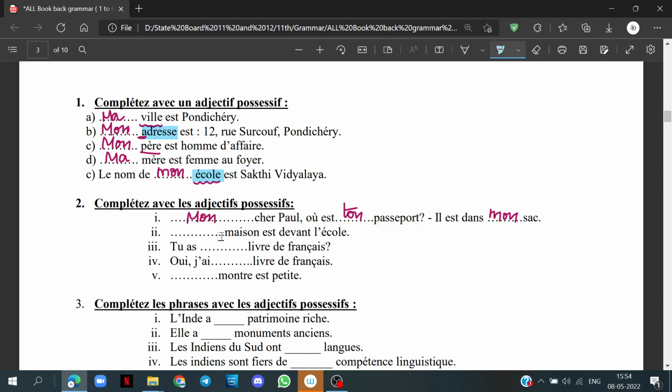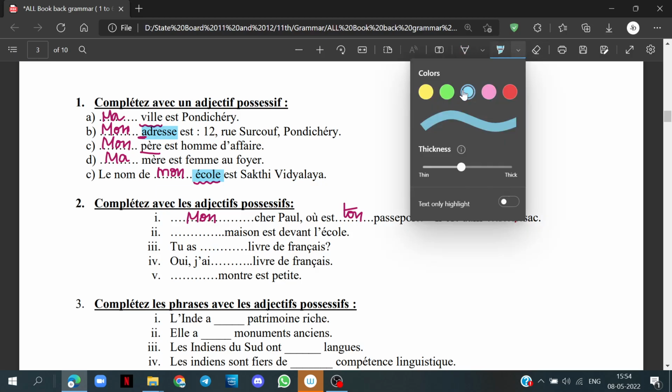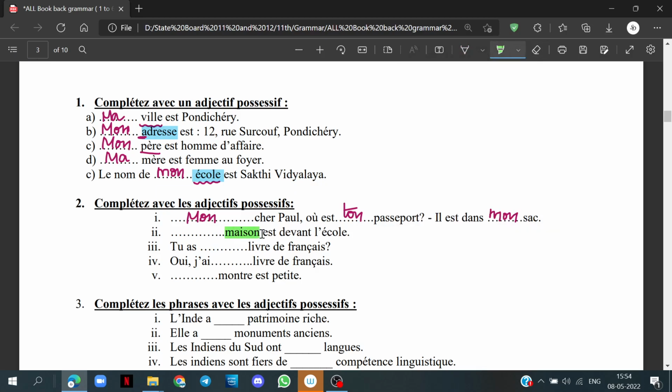Then the word which is an exception here is maison. Maison is a feminine word. Then livre is an exception, which is a masculine word. So again we have no subject, so I'm just taking ma maison. My house is in front of the house. Sorry, in front of the school.